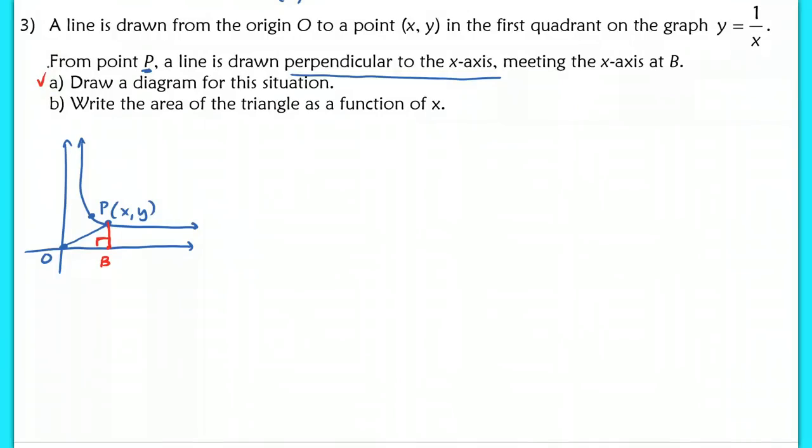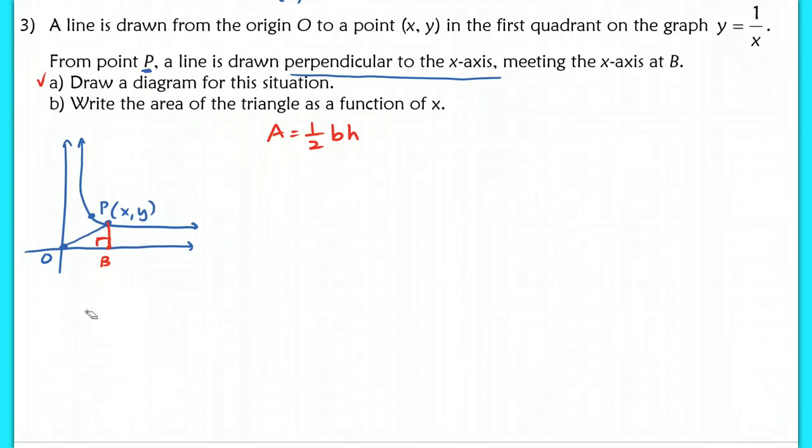Now we're supposed to write the area of the triangle as a function of x. The area of this triangle is going to be given by 1/2 base times height. Hopefully the easiest way for you to do this is to find this base here and this height right there and plug that into your function.